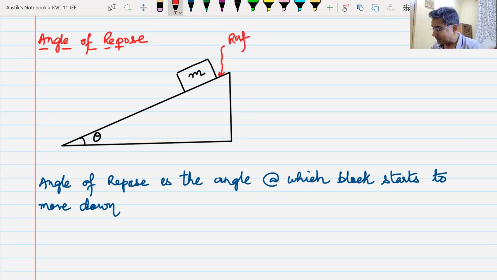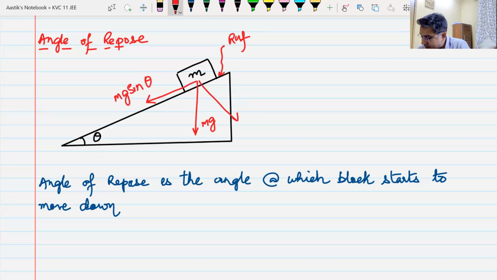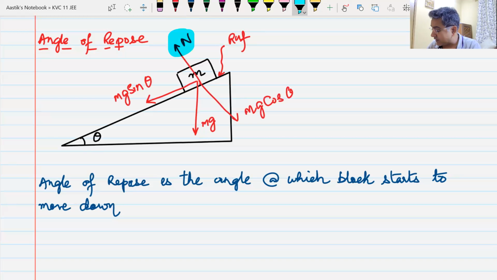Now, if I draw the free body diagram of this block, this weight mg always acts downwards. The component mg sin theta will always try to pull it down. The component mg cos theta will be perpendicular, and then we also have the perpendicular normal reaction. So this N will be equal to mg cos theta.